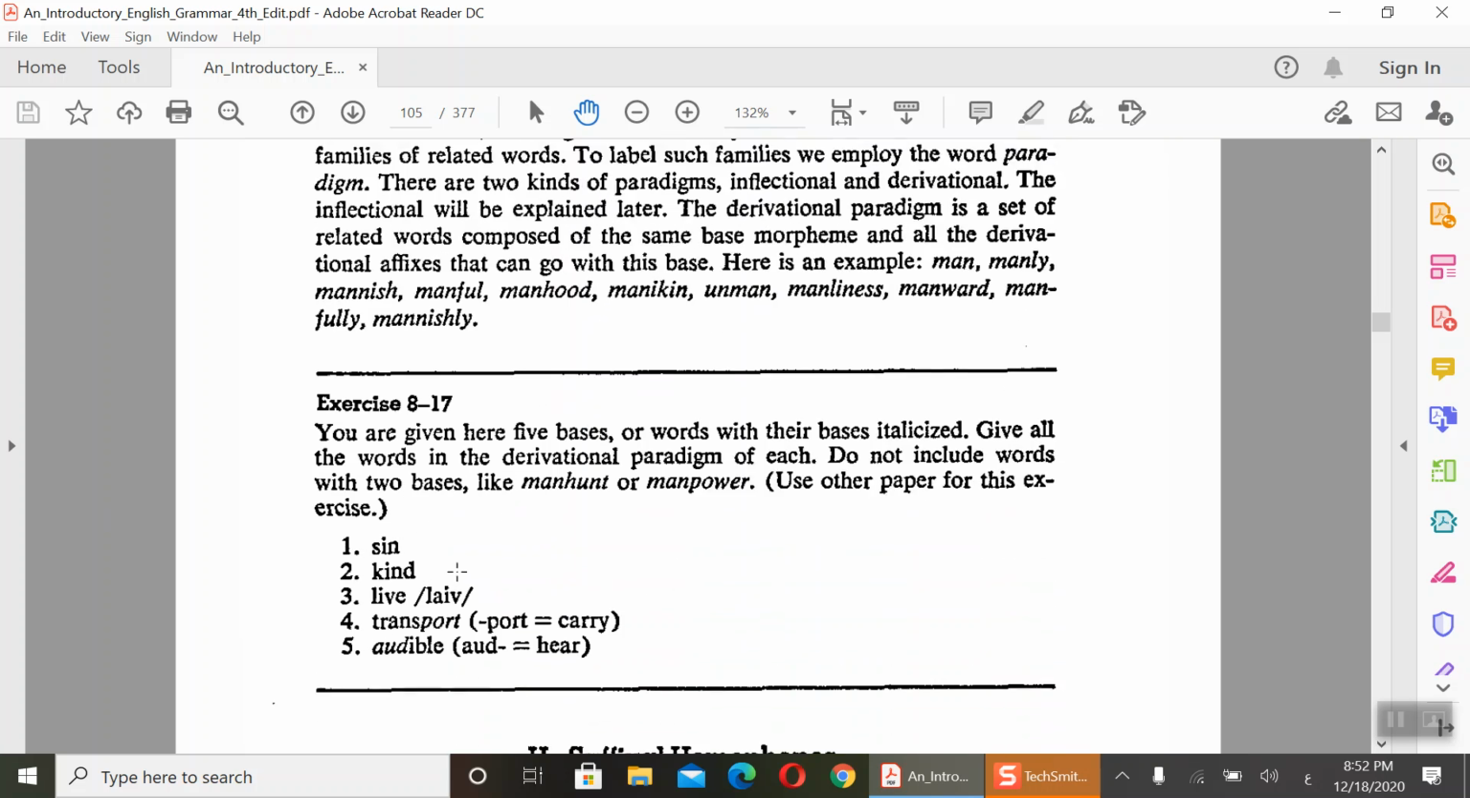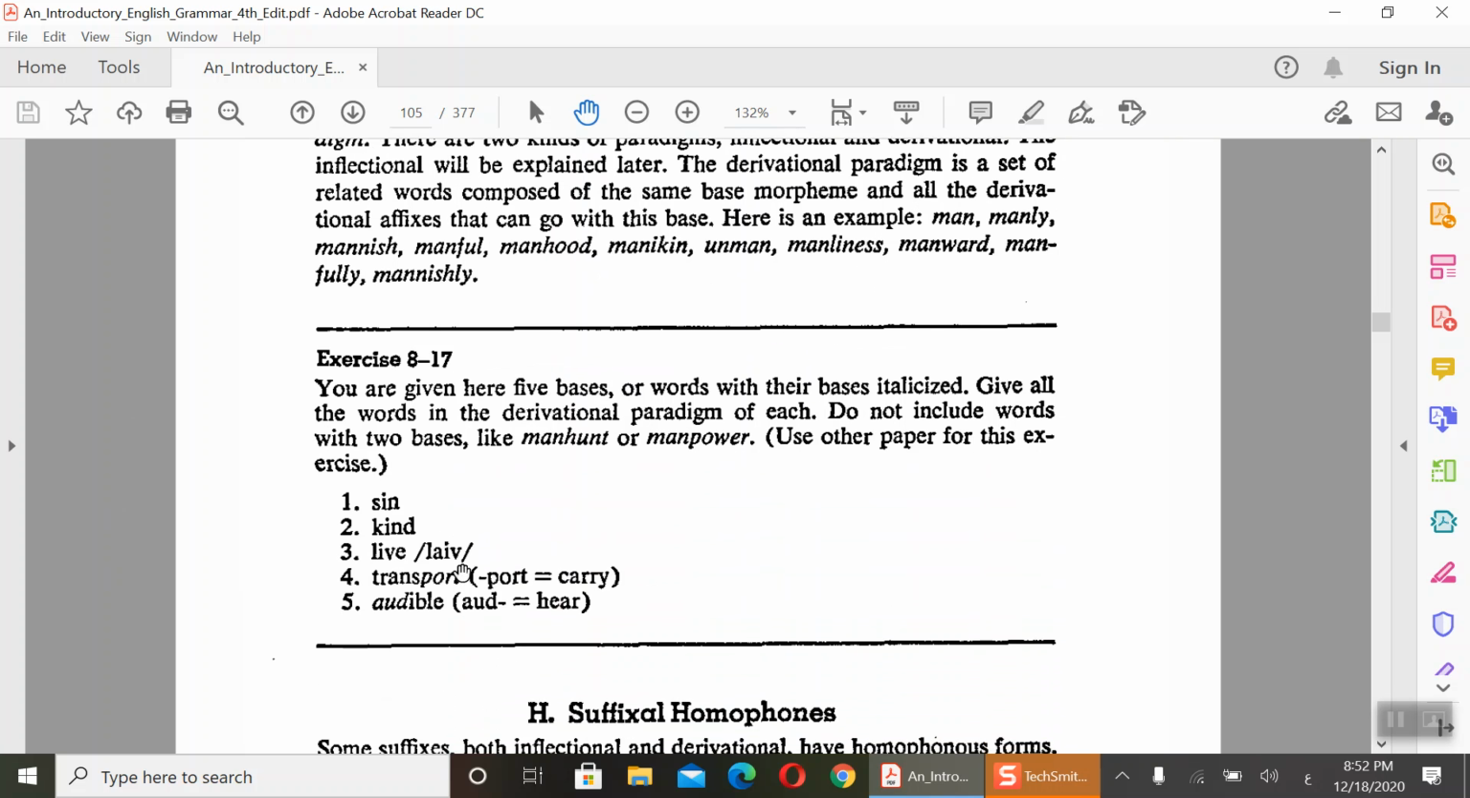Okay, here we have some examples. For example, sin, sinful. Okay, sinny, kind, kindly, kindless, live. For example, lively, transport, transportation. Okay, transportation, transporter. Okay, audibility, etc.